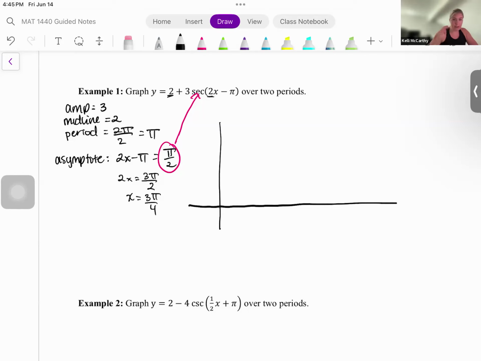Now I remembered that we do have a midline, that vertical shift up. So you notice I didn't center my horizontal axis in the middle of this grid. I'm going to start by marking my first asymptote at 3 pi over 4, going in units of pi over 4.